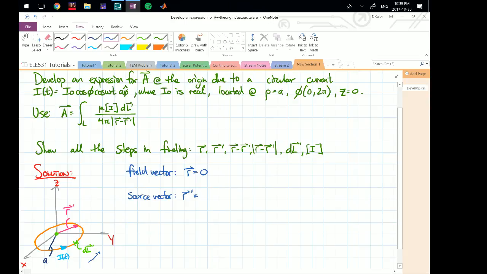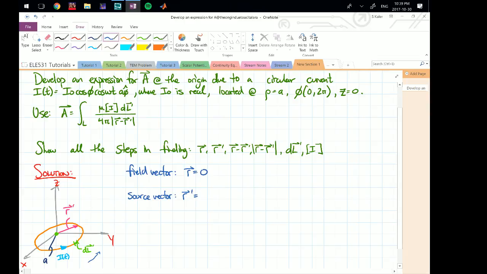Now, you can argue that there are definitely an infinite number of different paths that you can take to get from the origin to the loop, but we want to take the simplest or the shortest path, which is simply going along, let's say, that little line I've drawn there for r prime here, this orange, sorry, in this one it's pink. This pink goes to the orange from the green. So this vector here is going to be our source vector.